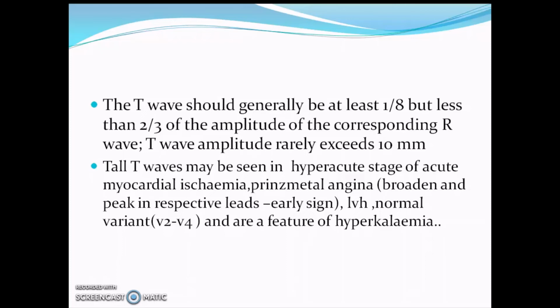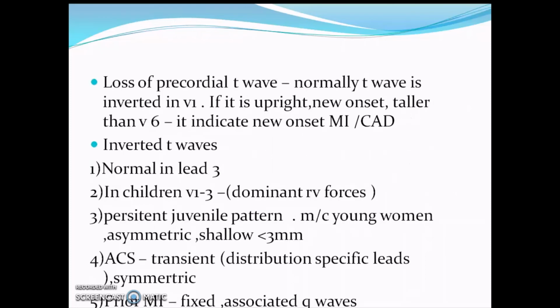But how to differentiate all this based on the associated other ECG findings? You need to differentiate all these causes. So, when there is a loss of precordial T wave, normally the T wave is inverted in V1. If it is upright and new onset and taller than V6, it indicates a new onset myocardial infarction or coronary heart disease.